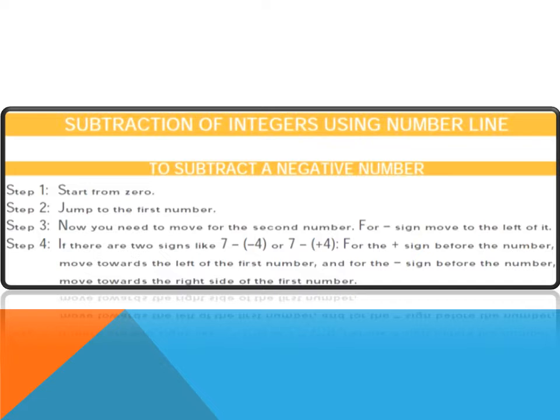Now, subtraction of integers using number line. How to subtract a negative number? Number 1, start from 0, jump to the first number. Now you need to move for the second number, just like we did in the addition, same way here. For a negative sign, move to the left. And if there are two signs like negative, negative, then it will become positive. And for a negative and a positive sign, the ultimate sign will be a negative one.